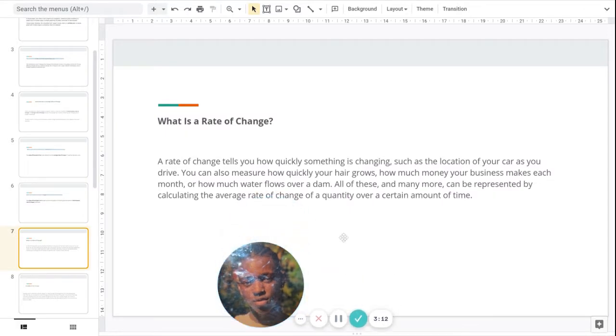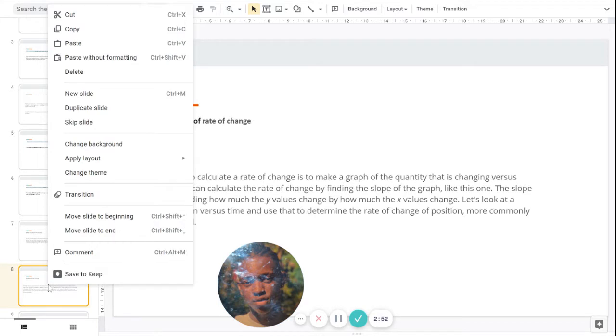What is a rate of change? A rate of change tells you how quickly something is changing, such as the location of your car as you drive. You can also measure how quickly your hair grows, how much money your business makes per month, or how much water flows over a dam. All of these and many more can be represented by calculating the average rate of change of a quantity over a certain amount of time.